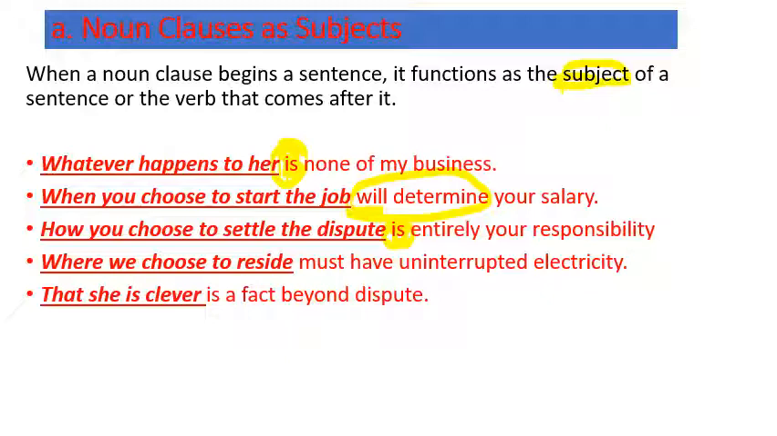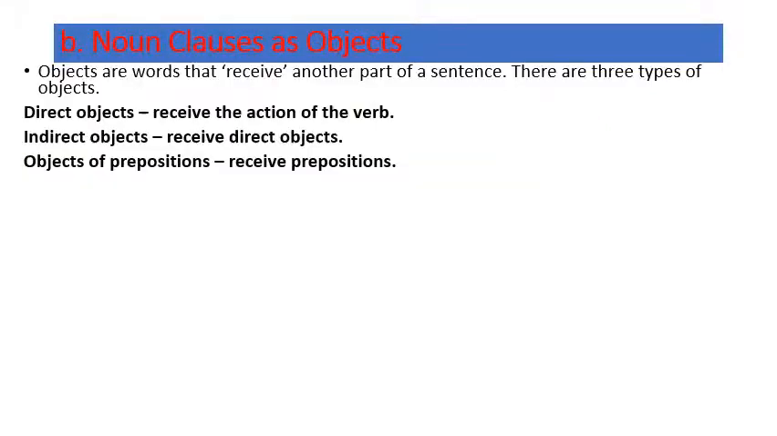Where we choose to reside must have uninterrupted electricity. And the next one: that she is clever is a fact beyond dispute. Okay? Next, sometimes a noun clause is an object. Right.